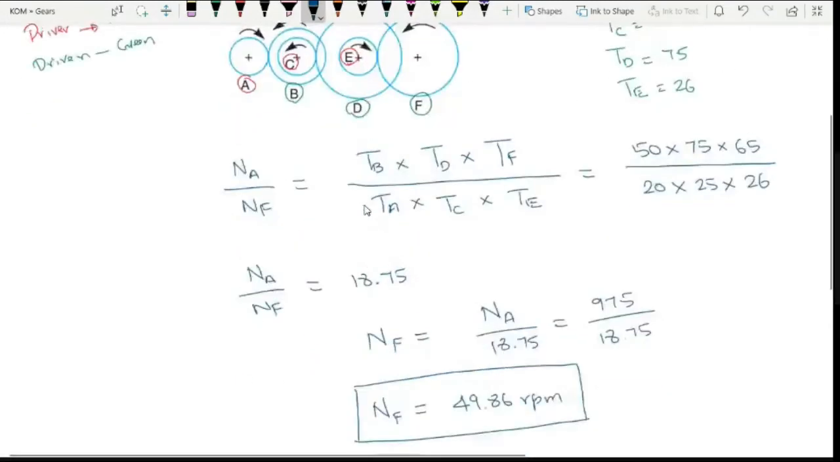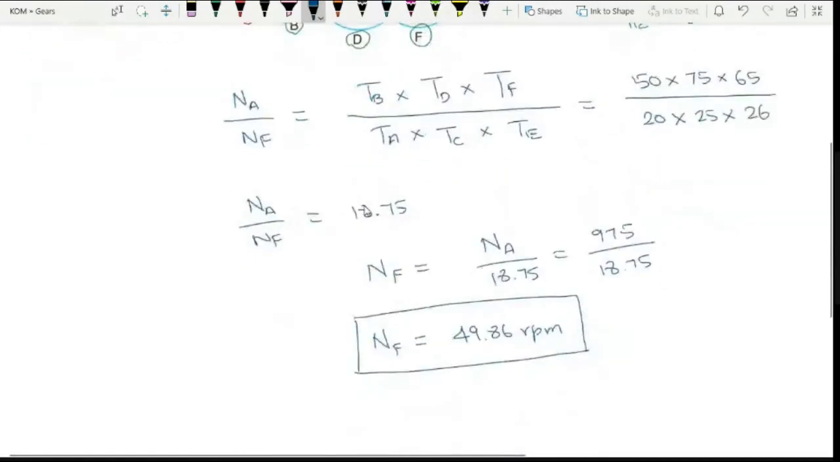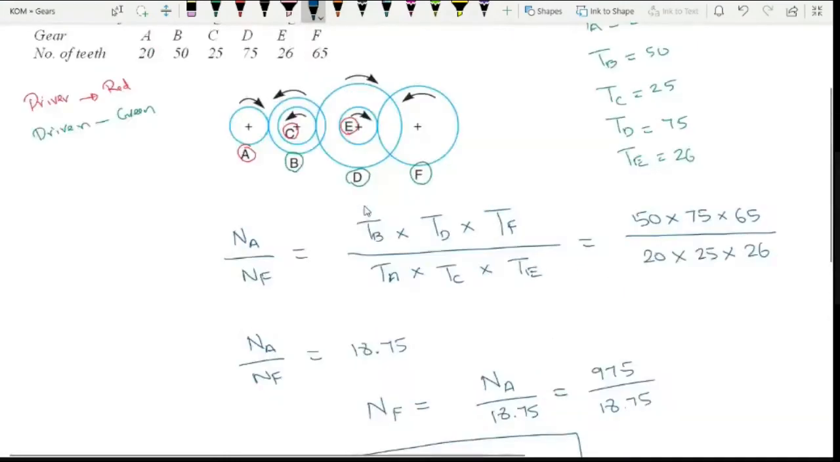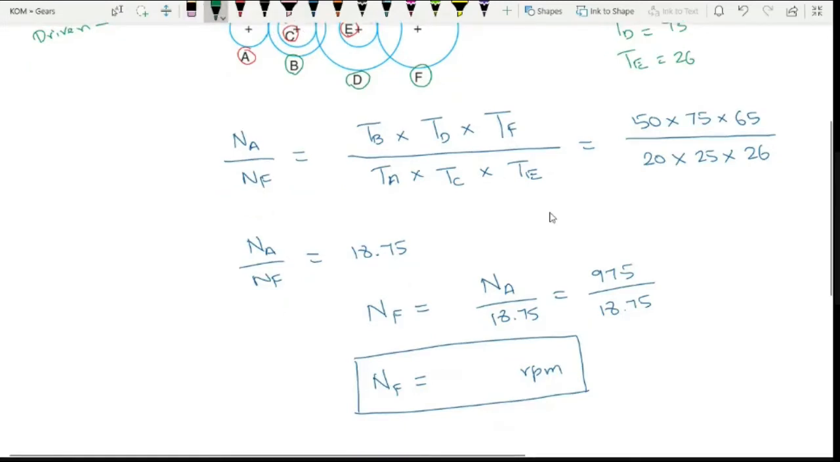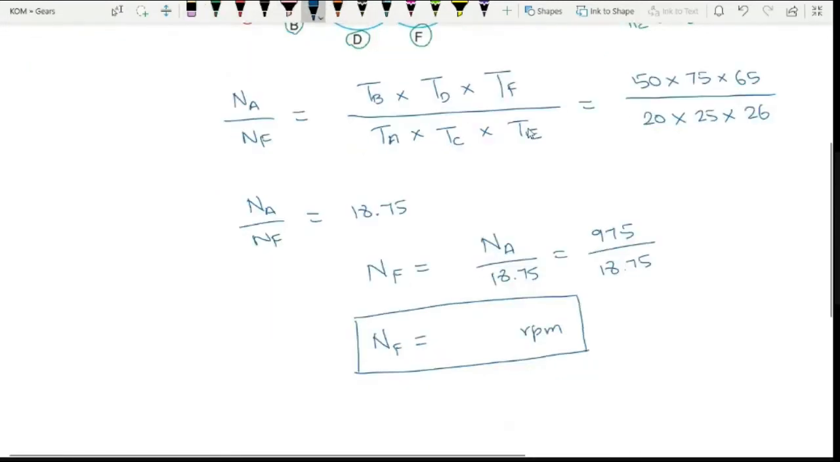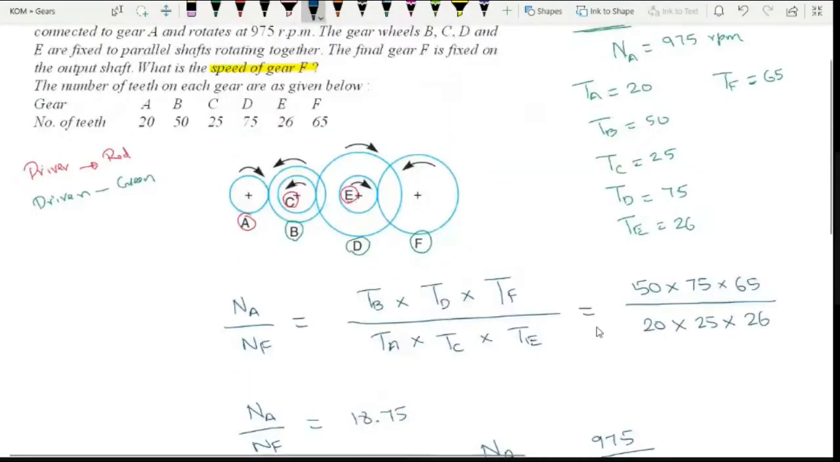Okay, so now can you tell me what is the speed of the output NF? I am getting 52. Everyone is getting 52? Okay, no problem. So it is 52. Now, can you tell me what is the direction of rotation?